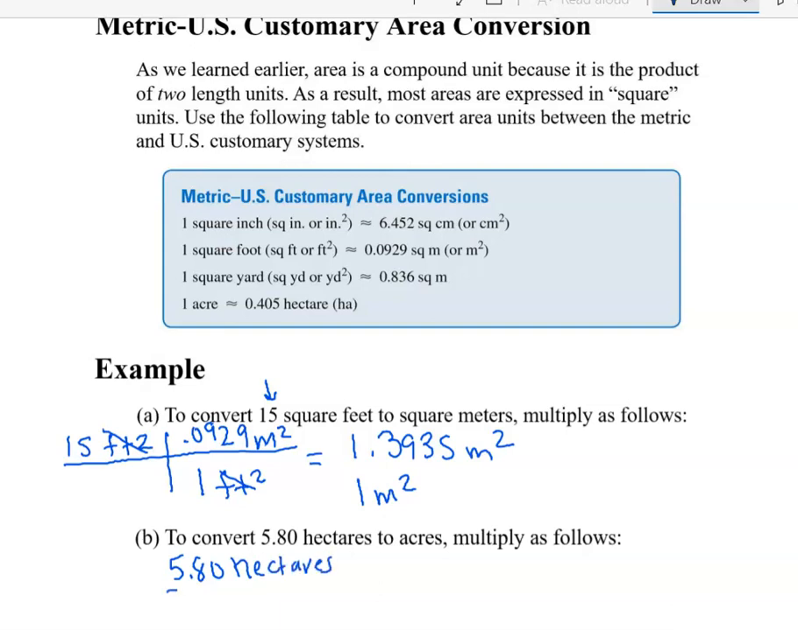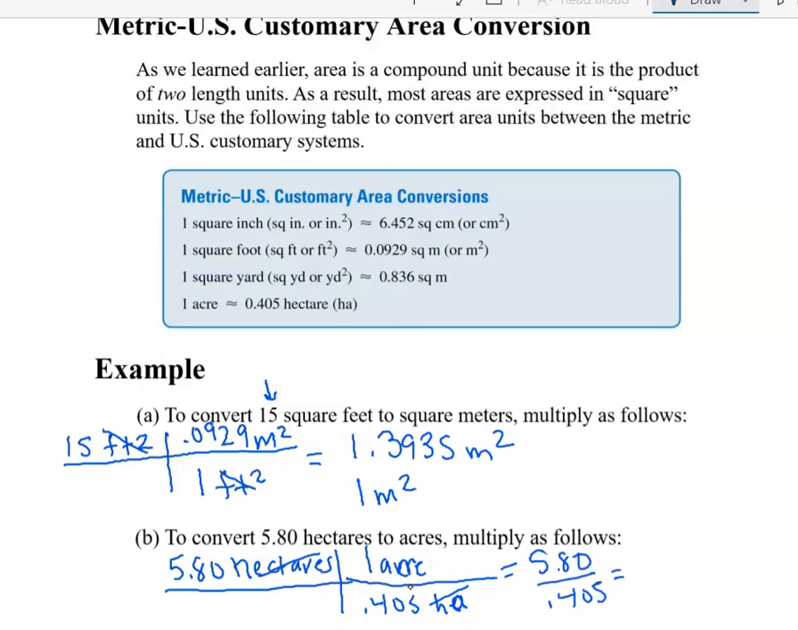to acres, okay, 1 acre is equal to 0.405 hectares. I'm going to use their abbreviation that they're using. So these would cancel out. So it would end up doing 5.80 divided by 0.405.